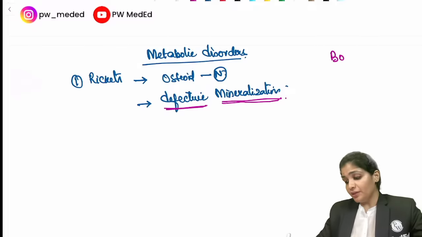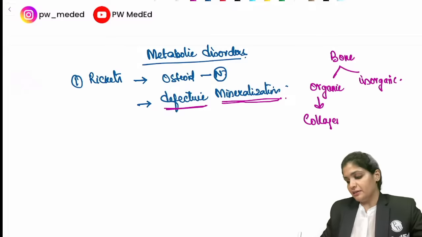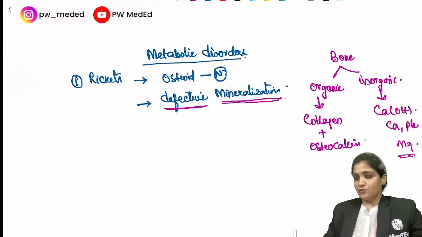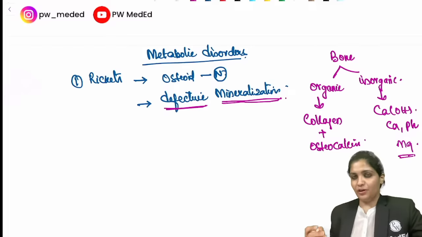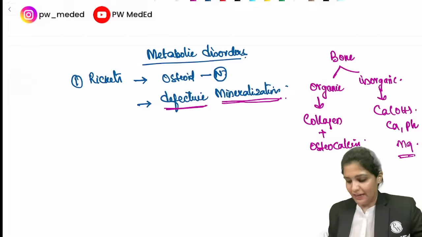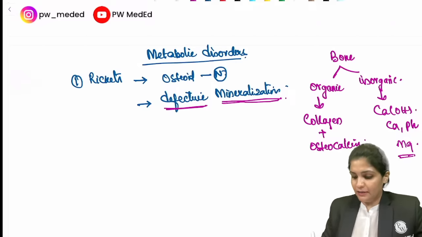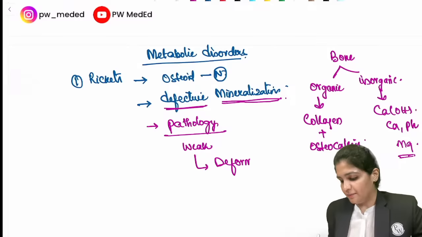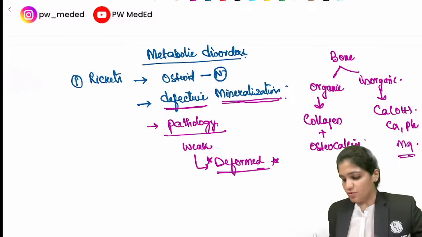So if you take bone, it has two components, organic and inorganic, right? Organic consists of your collagen plus your osteocalcin, which we have discussed, and some other proteins. Inorganic is your calcium hydroxyapatite. So calcium, phosphorus, magnesium and all. So here the organic is formed. So the bone osteoid is laid, but it should be mineralized for it to be strong. So it is defective mineralization seen in rickets, hence the pathology. So what is the pathology? The bones are weak. Whenever the bones are weak, because of the forces, they get deformed. So various deformities are seen in rickets, mostly seen in your wrist joint.